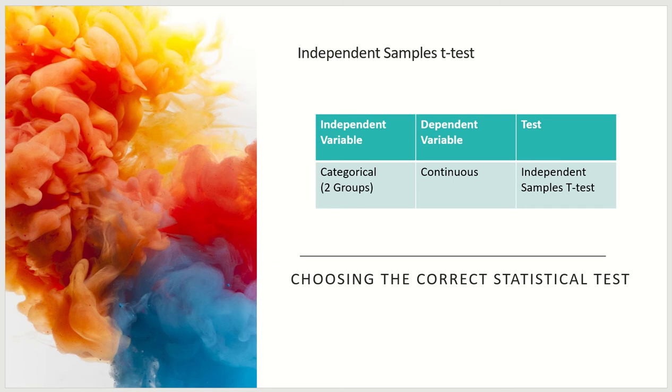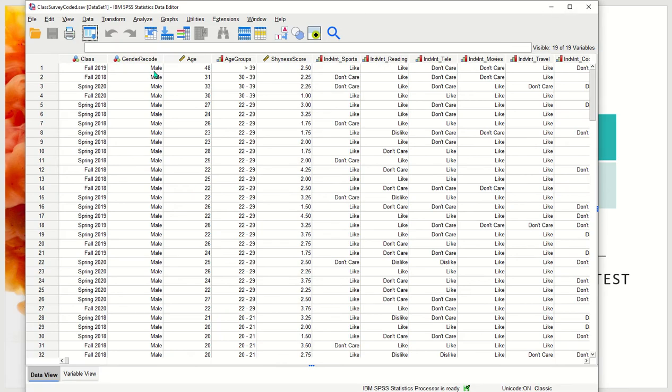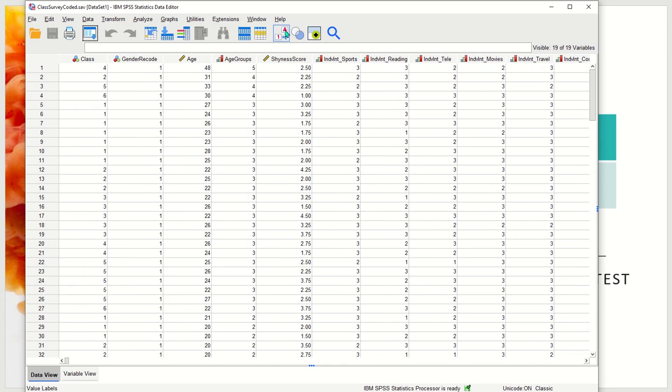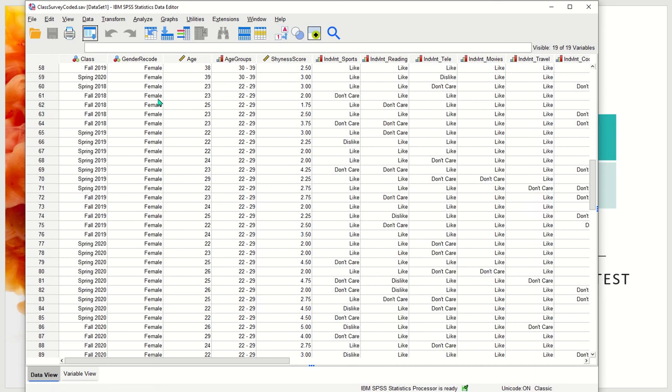So let's take a look at the data we'll be using. So here we have males and we have females, and I have my data coded. If I click on this, you can see that males are indicated by 1s, and if you scroll down, females are indicated by 2s, as you can see here.